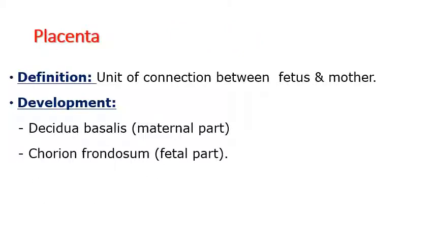The placenta is the unit of connection between the fetus and mother. It develops from the decidua basalis, which is the maternal part, and from the chorion frondosum as the fetal part.